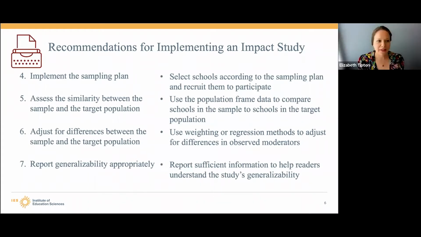And then we also include 4 recommendations for implementing these in a study. So this includes how to implement the sampling plan, how to assess the similarity between a sample and a target population, how to adjust for differences between a sample and target population, and how to report generalizability appropriately.